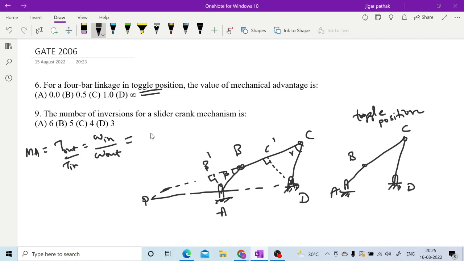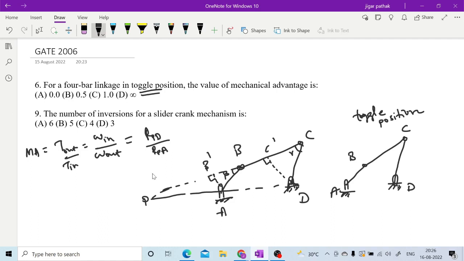So based on that, this rpd upon rpa, this from instantaneous center method, I guess they have taken. We will discuss instantaneous center method in detail, right? So here this rpd upon rpa, this is the distance pd over here, and this is the distance pa over here. So omega in upon omega out will be equal to this rpd upon rpa.